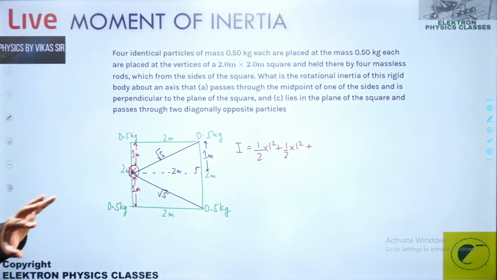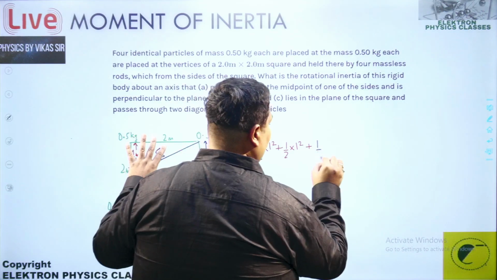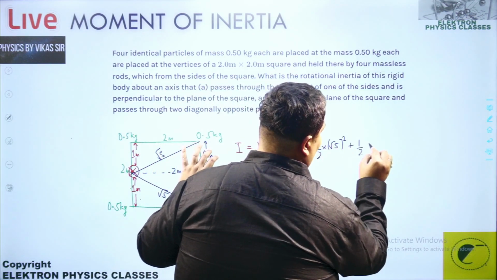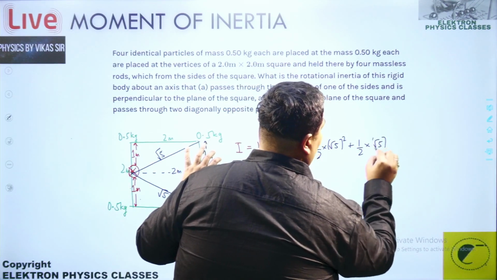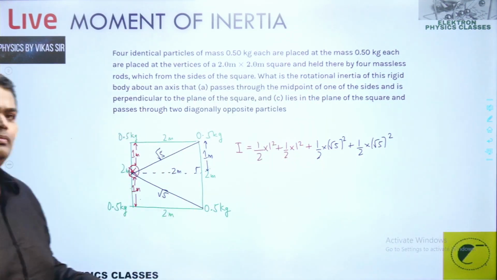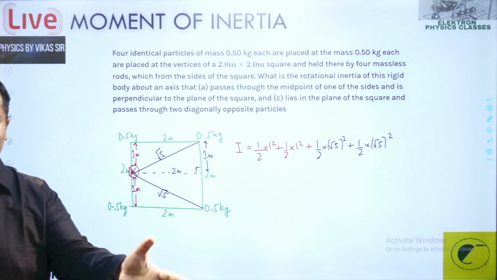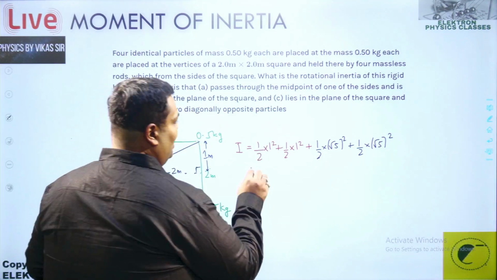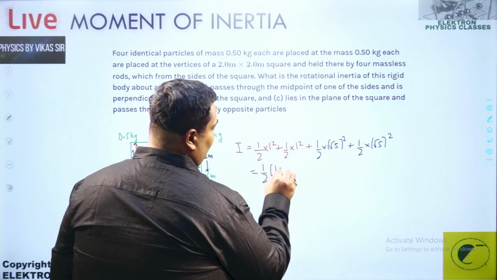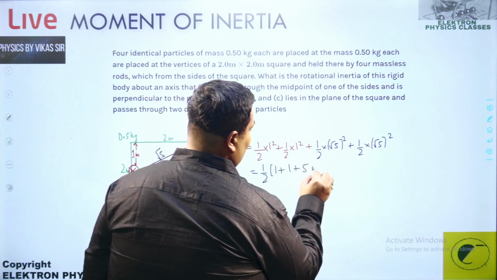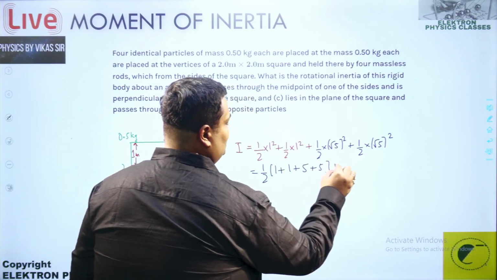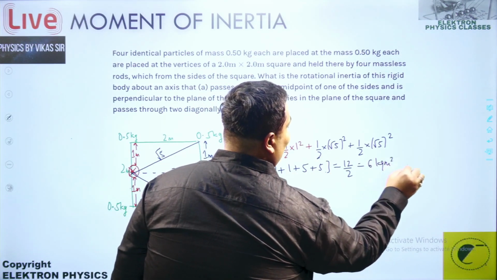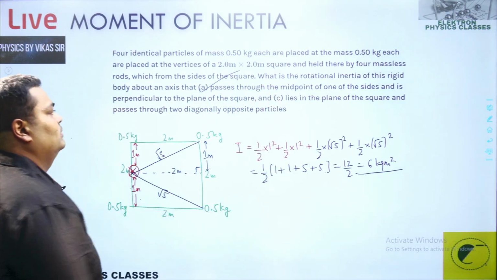So I think we are closed. We have half into root 5 whole square, plus again half into root 5 whole square. 0.5 I have written as half, okay? No confusion. Half into root 5 whole square. Just add up. Half is common. We have 1 plus 1 plus 5 plus 5, so that's 12 upon 2. That's 6 kilogram meter square, the answer for the A part.